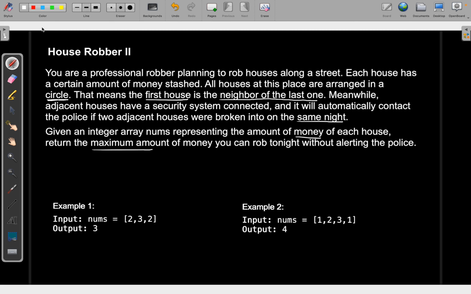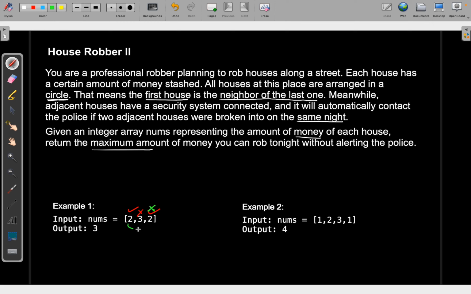without alerting the police. So basically in the last question, we had this simple array, and we were able to find the maximum amount of money that we can rob, and we were not allowed to use adjacent houses, right? So if you are robbing this one, you can't rob this one, then you can rob this one. But in this case, now you can't rob even this one.